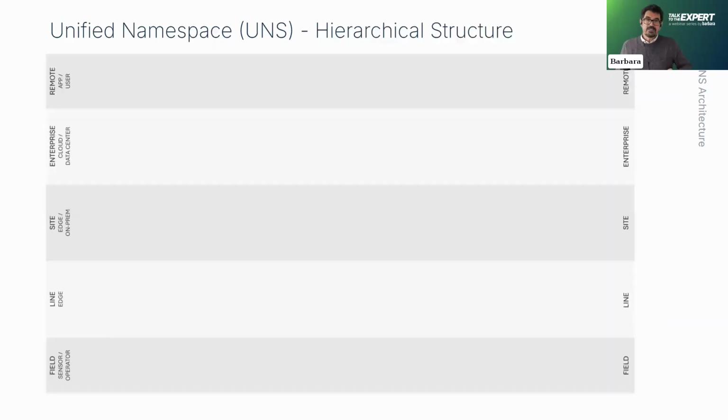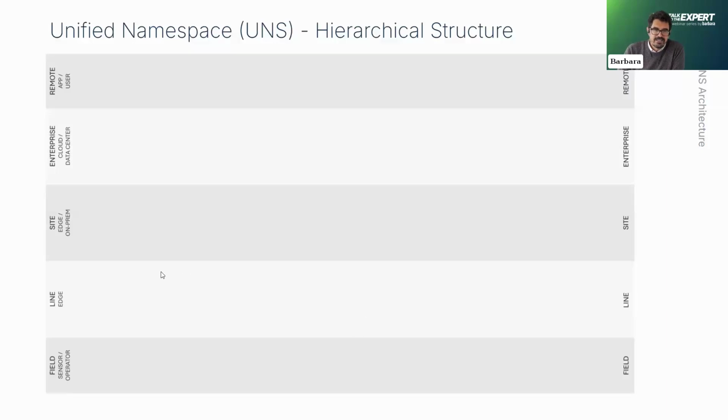So let's start with a very basic hierarchical structure. We can see this structure here. We define different levels. In this diagram we have defined five different levels. We have the field level, where the physical industrial devices are gathering the information from the industrial process that we are running.